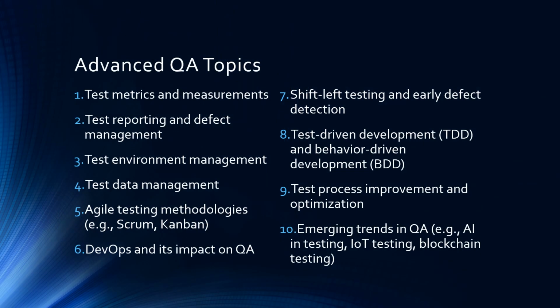The landscape of advanced quality assurance encompasses a broad range of sophisticated topics that are transforming how organizations approach software quality. We'll explore comprehensive approaches to test metrics, reporting, and management practices that enable organizations to make data-driven decisions about quality. This includes examining how companies like Google and Amazon implement sophisticated testing frameworks and metrics collection systems.